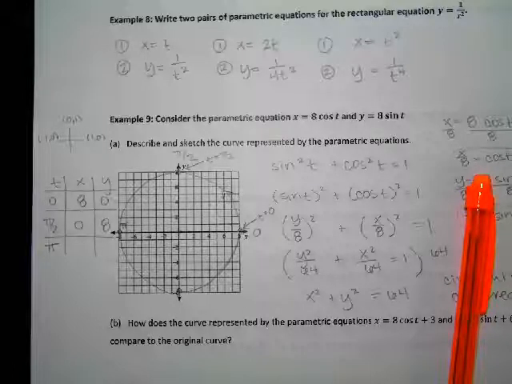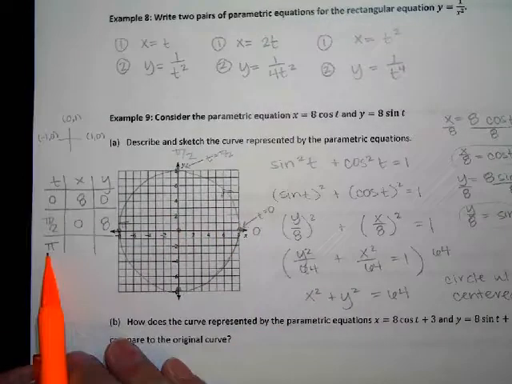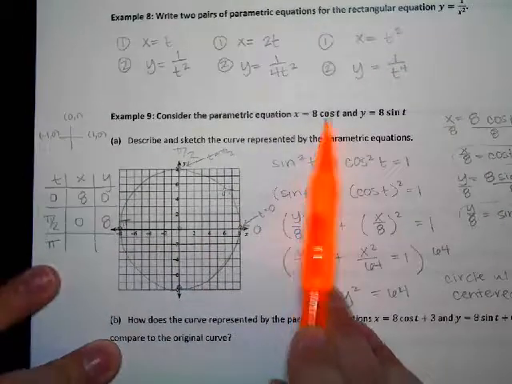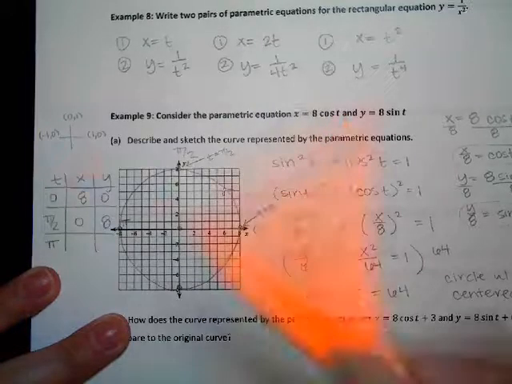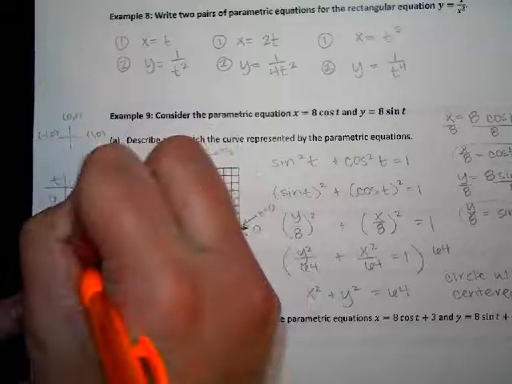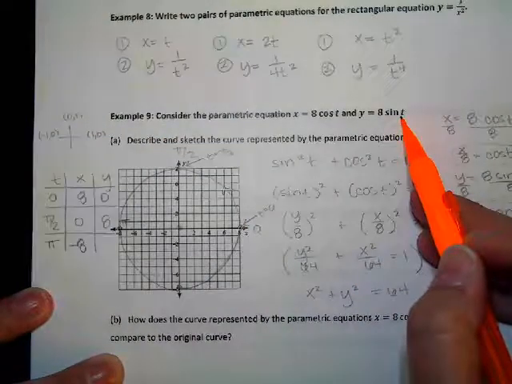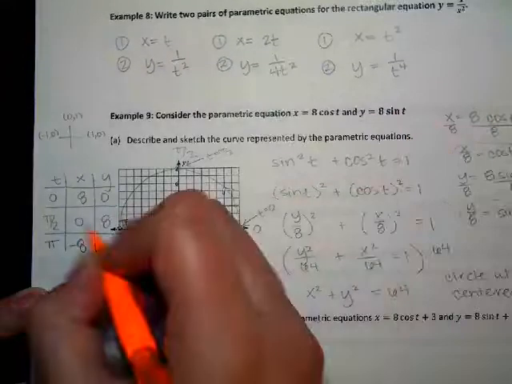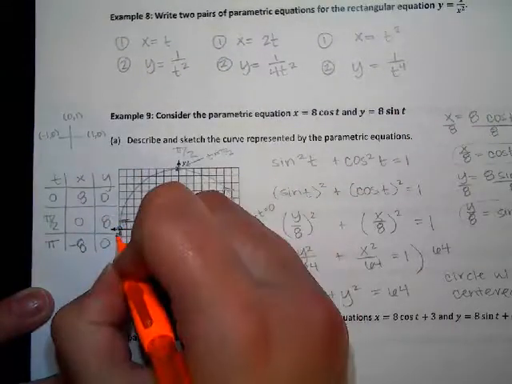All right, and then if we plug in pi, what do we get? Cos of pi is, so 8 times -1 is -8, and then sine of pi is 0, and then 8 times 0 is 0. So that would be this point, and so this is where t equals pi. Okay, so there's our arrows.